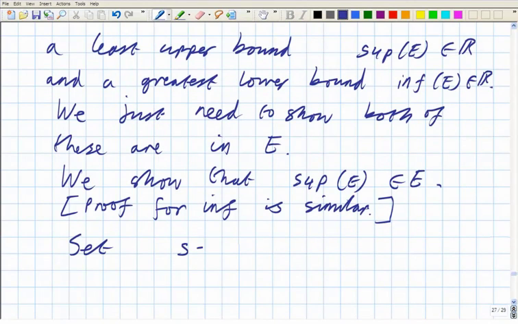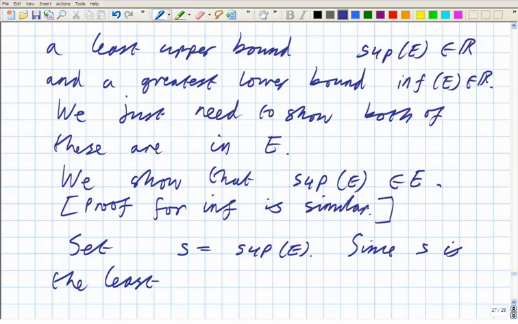So let's set little s to be the supremum of E. Now, since s is the least upper bound of E, then anything slightly but strictly less than s is not going to be an upper bound for E, because little s is the least one. So if we subtract off 1 over n, where n is a natural number, probably a very big natural number, we'll get something that isn't an upper bound anymore.